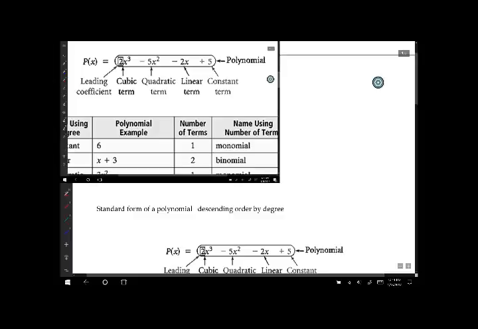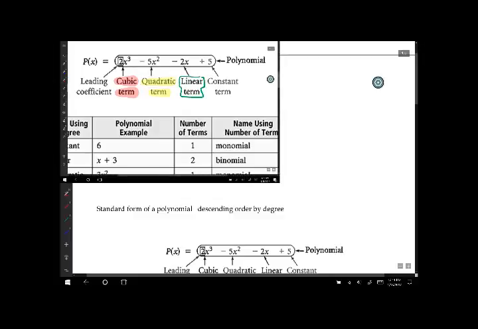Little reminder, anything with a degree of 3, I don't know if you remember this from Algebra 1, is called cubic. Anything with a degree of 2 from first semester, I hope you remember that's a quadratic. Anything of degree 1 is called linear.